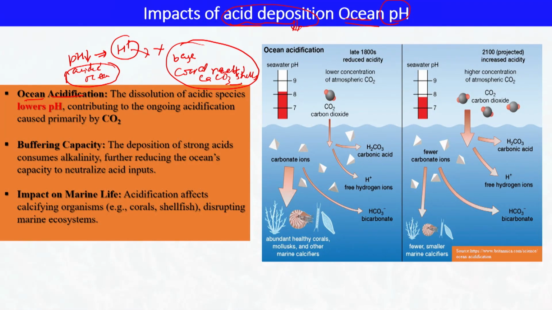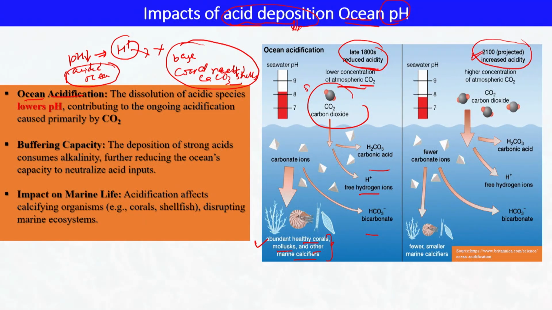Not only that, in the late 1800s, a lower concentration of CO2 was there in the atmosphere, so carbonic acid formation and free hydrogen were less, and we had abundant healthy corals, mollusks and other marine calcifiers. Somewhere around 2100, it is projected this will increase the acidity.